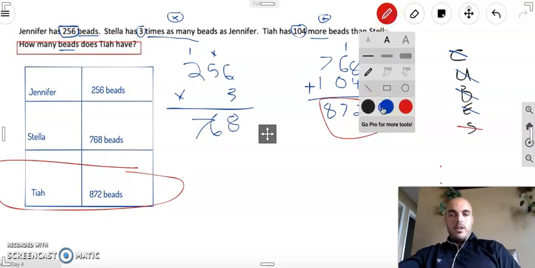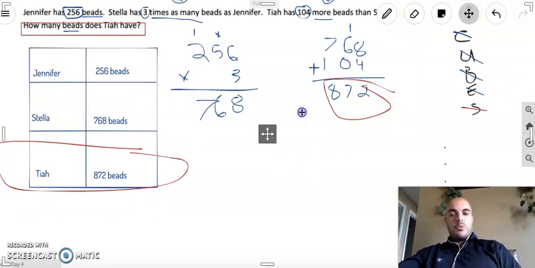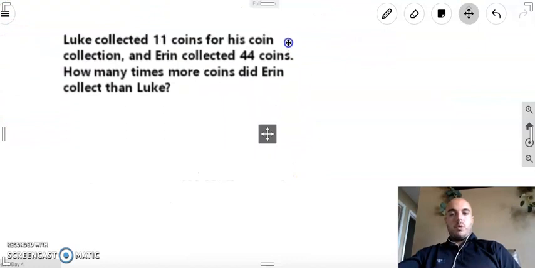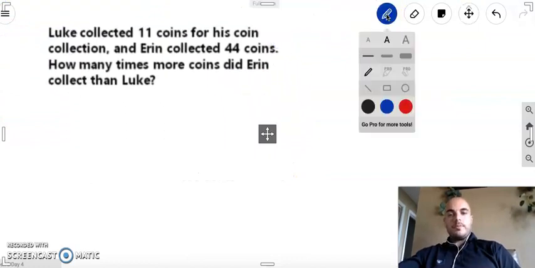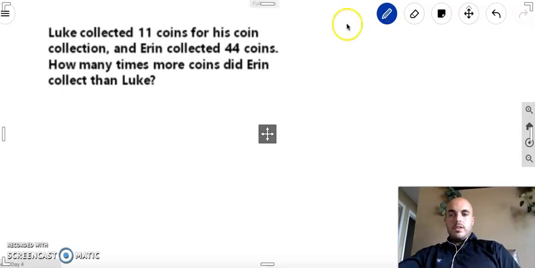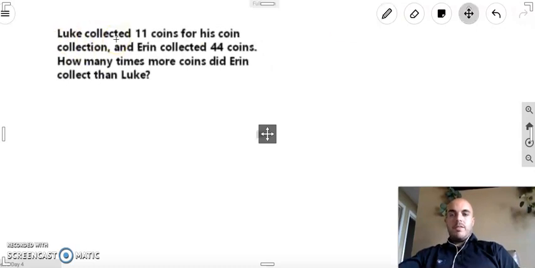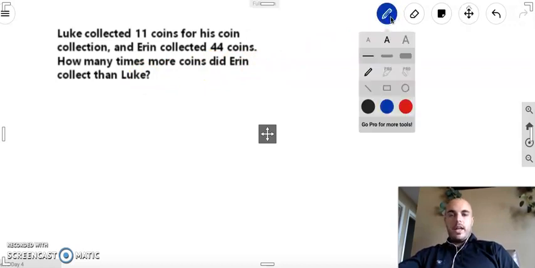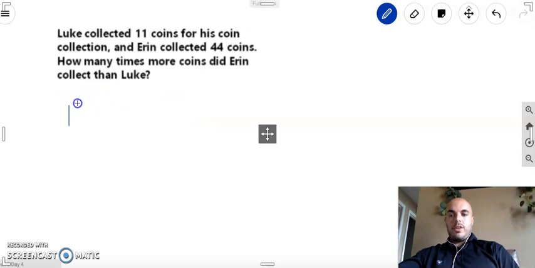Great. Okay, so as usual, if you had followed along this far, we're going to go over one of our assessment questions. So it says Luke collected 11 coins for his coin collection, and Aaron collected 44 coins. How many times more coins did Aaron collect than Luke? So I know that Luke collected 11 coins, and Aaron collected 44, right? How many times more coins did Aaron collect than Luke?